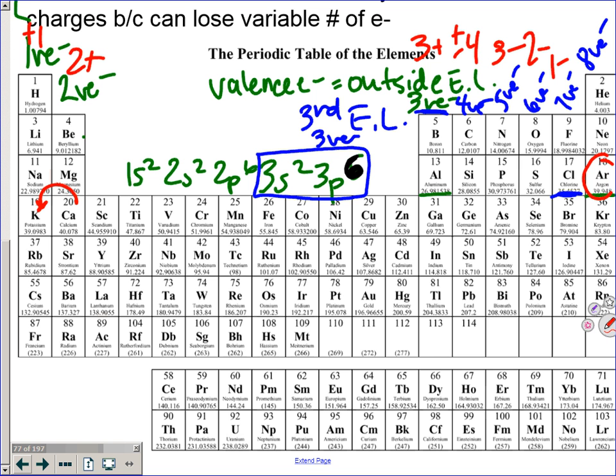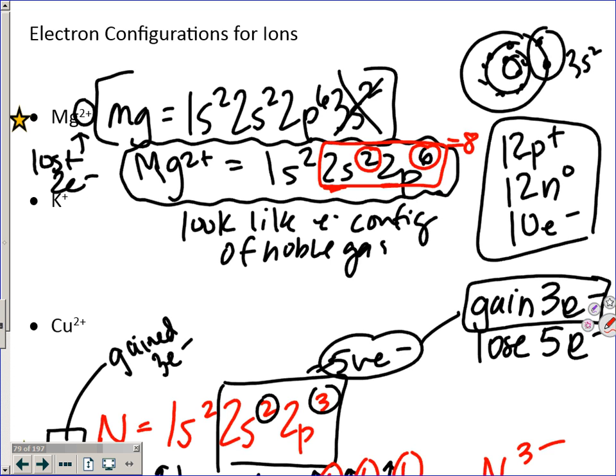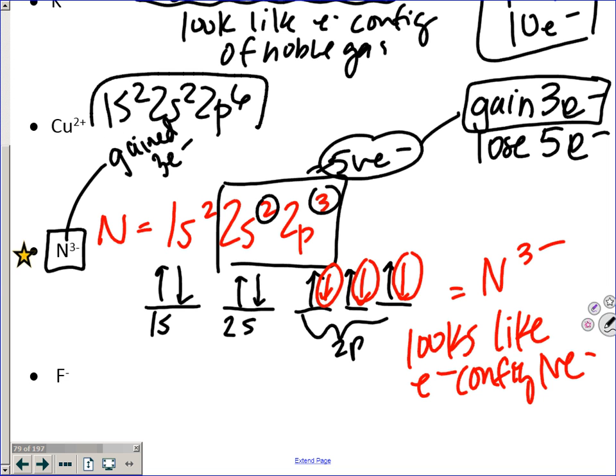The thing we just did with the orbital diagram, like the slide that we just were on. How would you write the electron configuration? We wrote the orbital diagram, but we did write the electron configuration. So for nitrogen 3 minus, you just add the 3 right there. So it'd be 1s2, 2s2, 2p6.